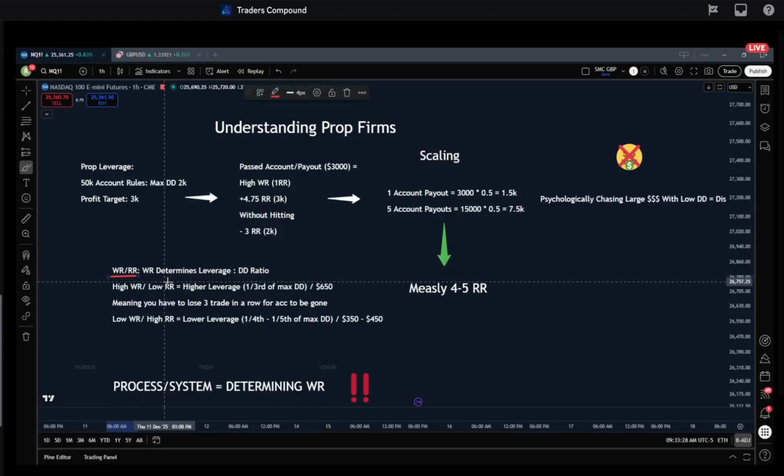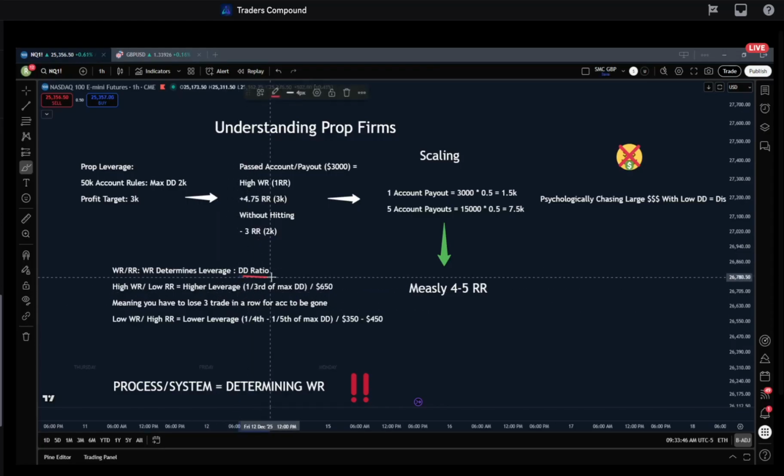Well, you have to understand win rate and risk to reward. These things are tied together. The higher the win rate, the lower the risk to reward, and vice versa. The lower the risk to reward, the higher win rate you're going to have. Obviously, you want a system that balances these out the best.